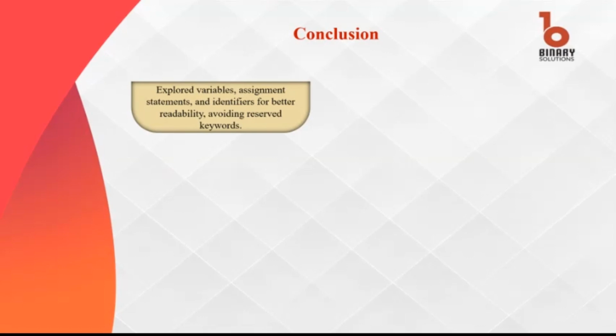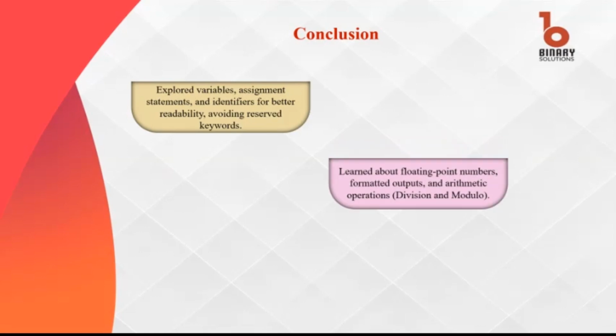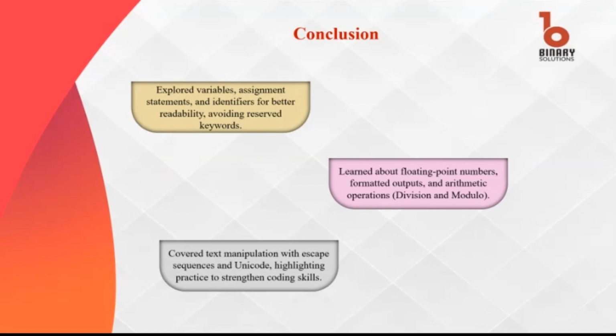In our programming journey, we've explored key concepts such as variables, assignment statements, and identifiers for better readability while avoiding reserved keywords. We learned about floating point numbers, formatting outputs, arithmetic expressions, and essential operations like division and modulo for calculations. Additionally, we covered text representation, escape sequences, and Unicode, providing you with valuable skills for effective text manipulation. Keep practicing to enhance your coding journey.